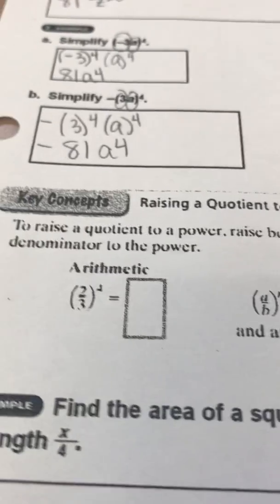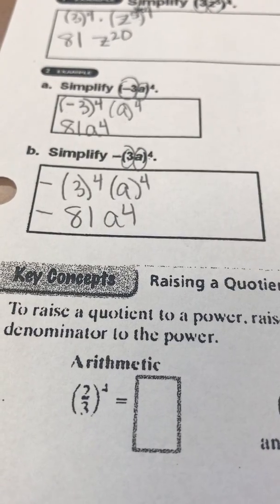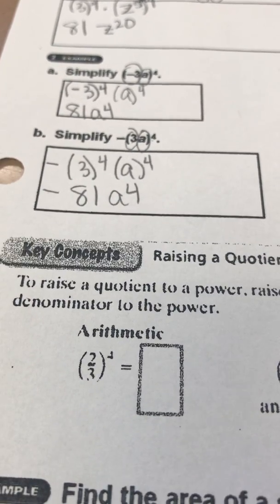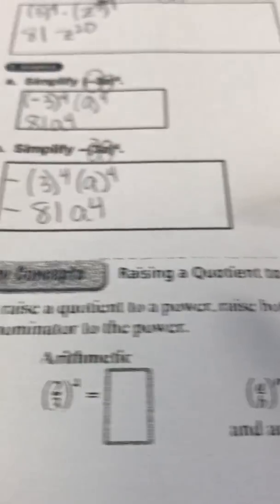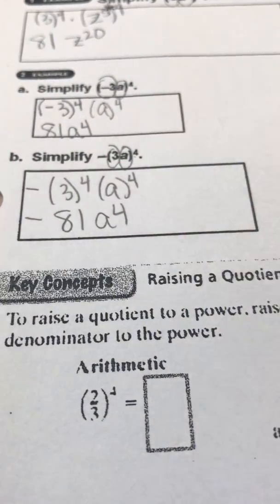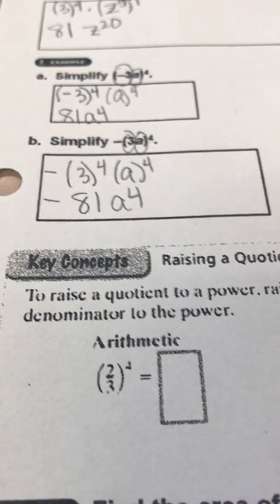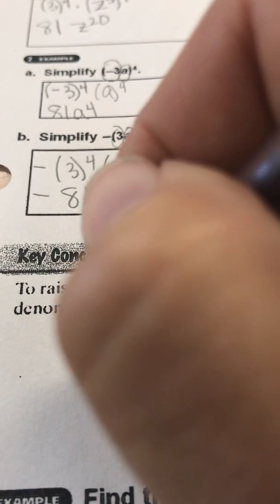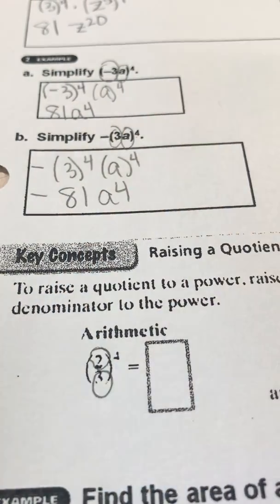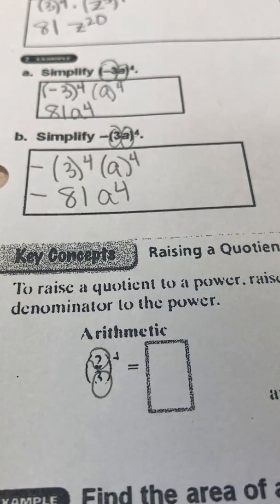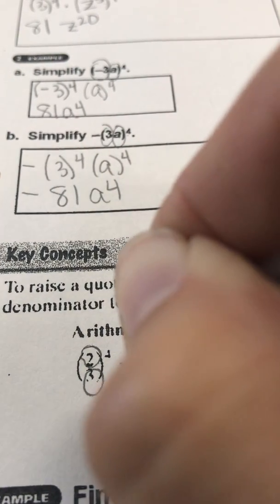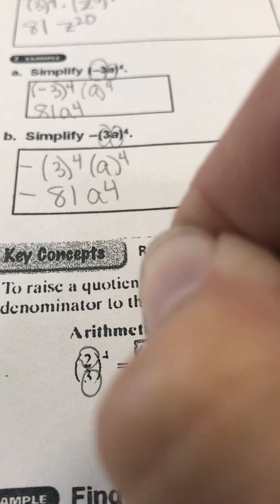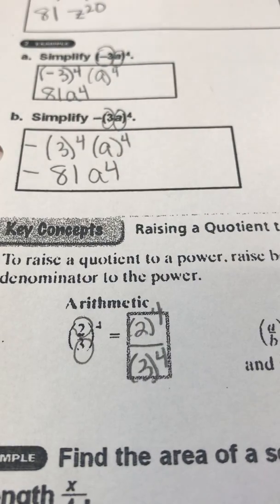Okay, next one, let's see. Raising a quotient to a power. So here we have 2/3 to the 4th power. To raise a quotient to a power, raise both the numerator and the denominator to the power. Because they're both inside the parentheses. So if we have 2/3 to the 4th, we're going to take a 2, that's a factor, and a 3. So that means we are going to have 2 to the 4th, gotta write it little, and over, then we have 3 to the 4th power.